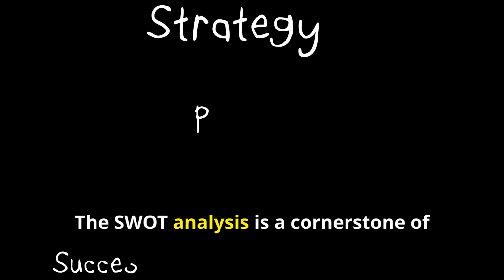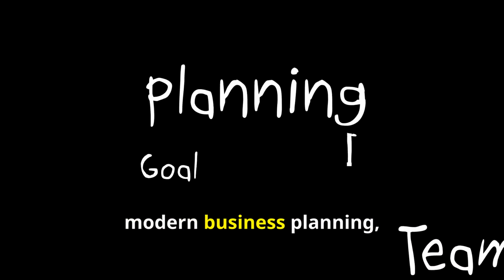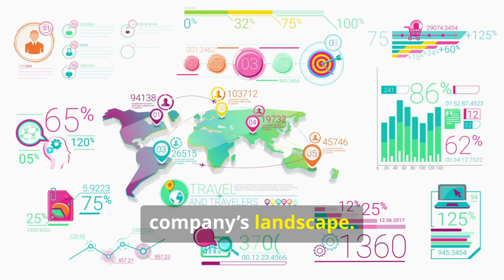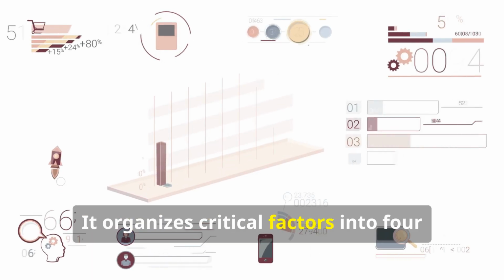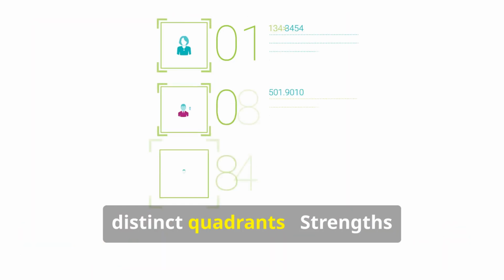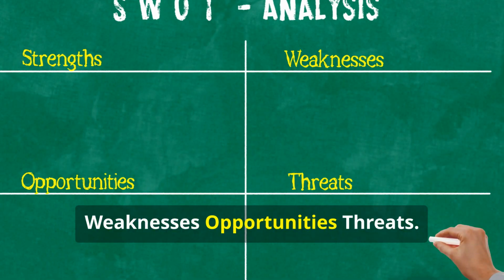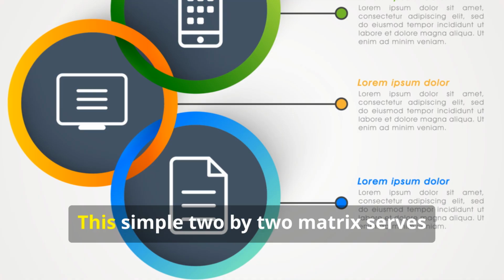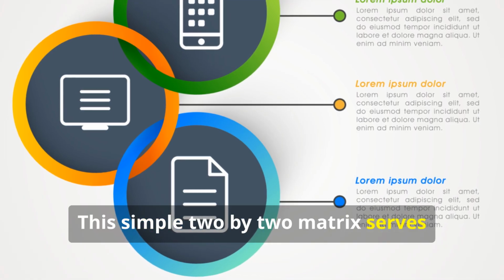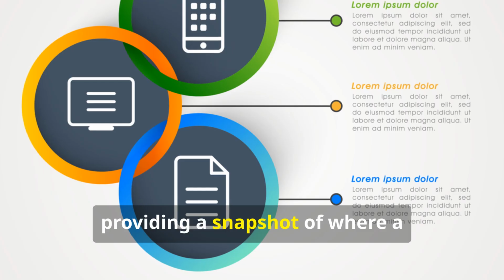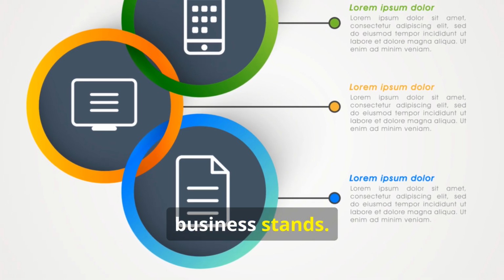The SWOT analysis is a cornerstone of modern business planning, a familiar tool for mapping out a company's landscape. It organizes critical factors into 4 distinct quadrants: strengths, weaknesses, opportunities, threats. This simple 2x2 matrix serves as a powerful diagnostic instrument, providing a snapshot of where a business stands.